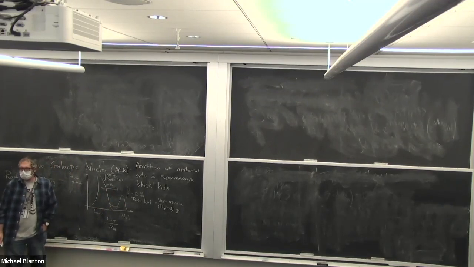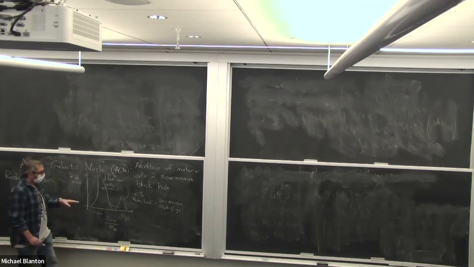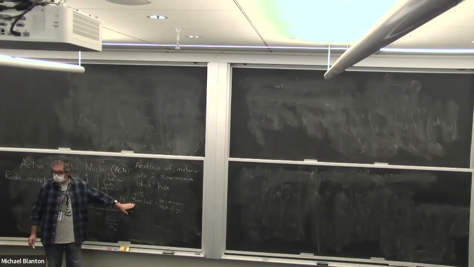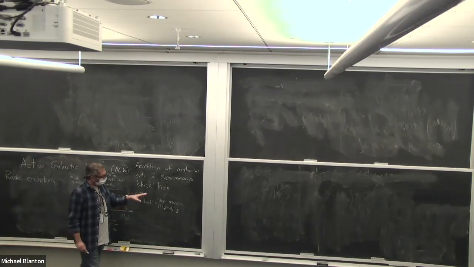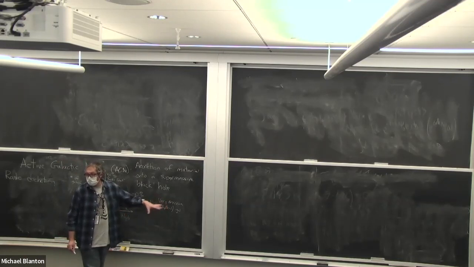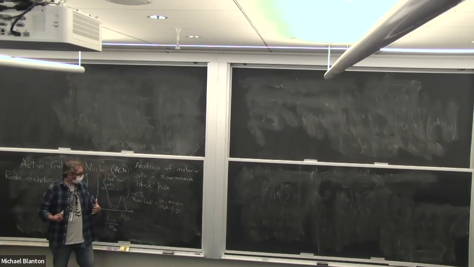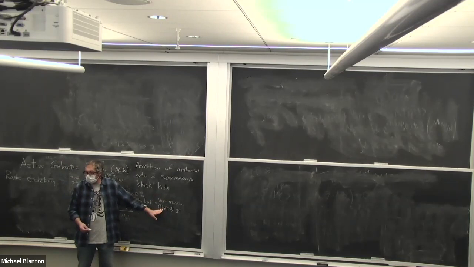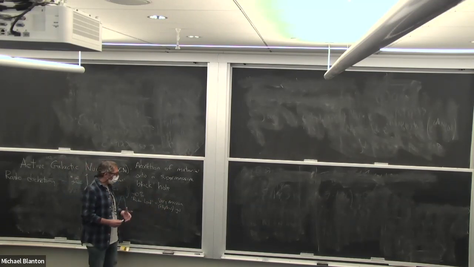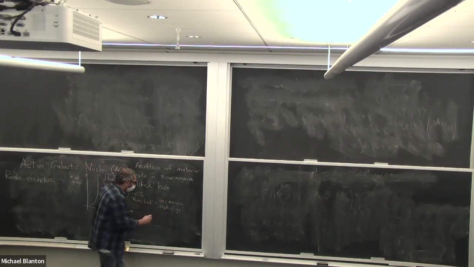Other questions? Okay. So these radio loud ones are typically found in very massive galaxies. And since the most massive galaxies happen to be elliptical, these are often elliptical galaxies. And in fact, these are often the elliptical galaxies in the center of clusters.